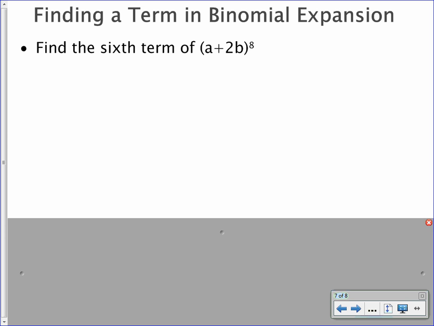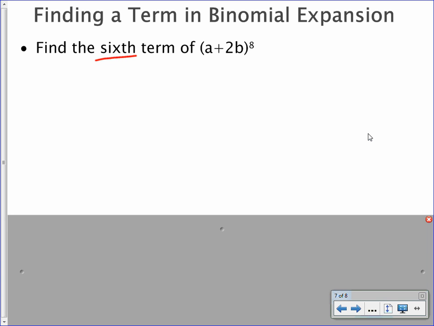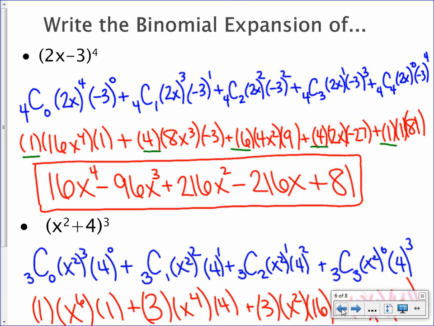So, here I have (a + 2b) to the 8th, and I want the 6th term, okay? Now, we're not going to multiply 8 binomials together just to find one term. That would be ridiculous. But we have a pattern for what each of these terms looks like. When we use the binomial theorem, we start out with n choose 0, and that's our first term. Our second term is n choose 1, and our third term is n choose 2. Are you with me?